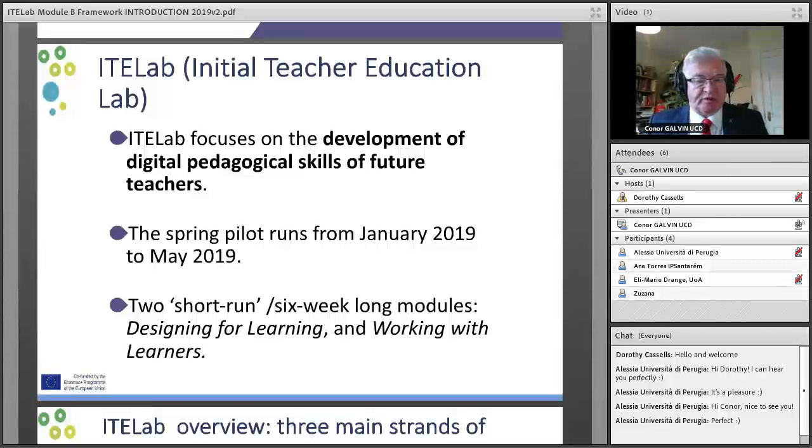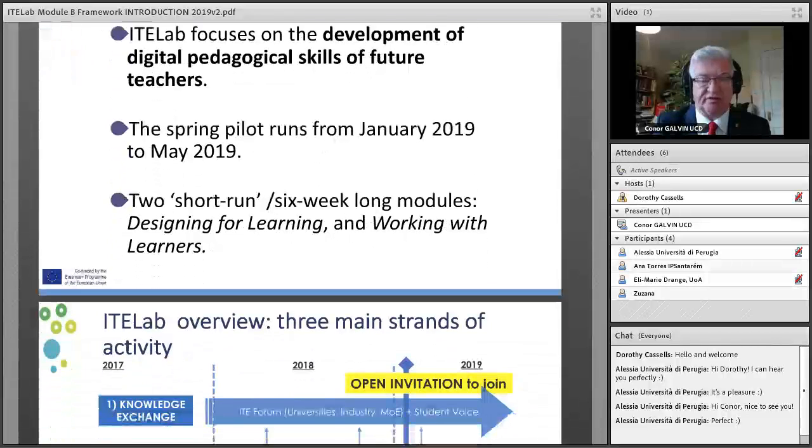It is part of the spring pilot. It will run only once in the spring pilot for 6 weeks, starting effectively from the end of next week onwards. There will be 2 short run or 6-week long modules in the spring pilot. The first one is the one I'm talking about today. We have constantly referred to it as Module B. It's perhaps more correct to describe it as the Designing for Learning framework, or the Designing for Learning module framework. And that's what I'd like to speak about for the rest of our session today.